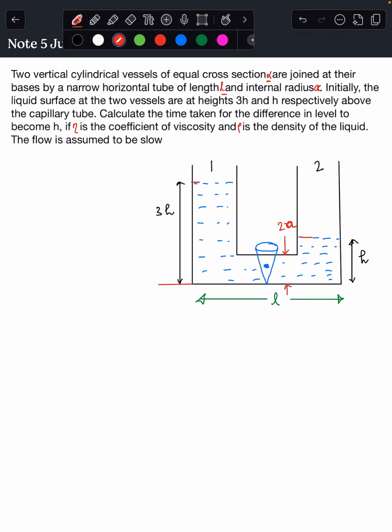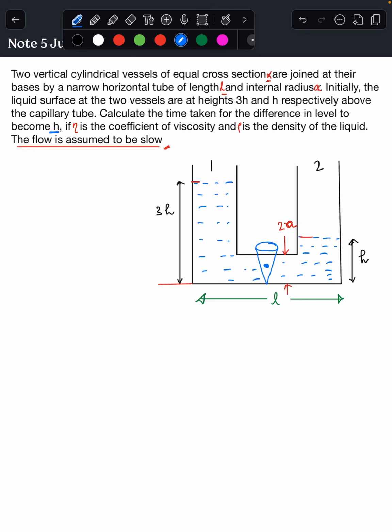What are the given things? If eta is the coefficient of viscosity and rho is the density of the liquid, that means this is a viscous liquid. The flow is assumed to be very slow. It has great significance. I will discuss in due course why it is having great significance. So first of all, they are saying that the difference in level of the two becomes h. I have to calculate that time.